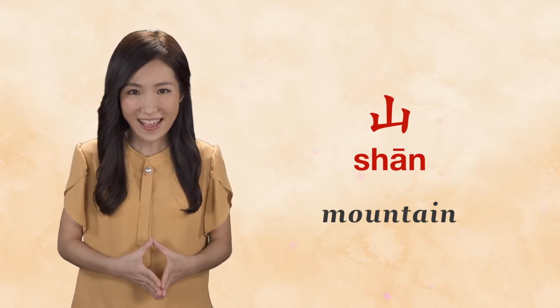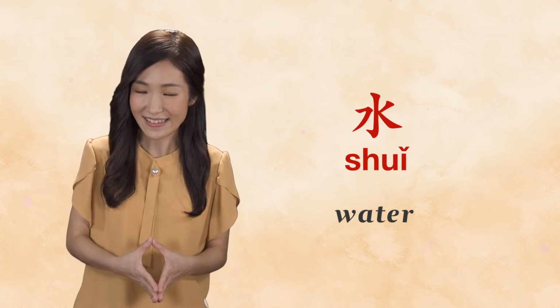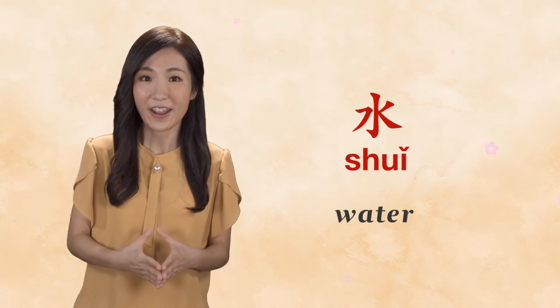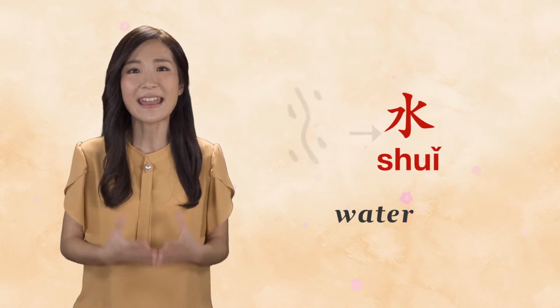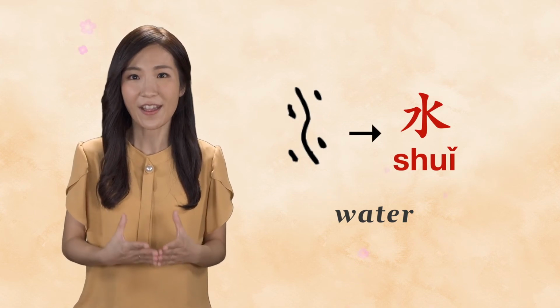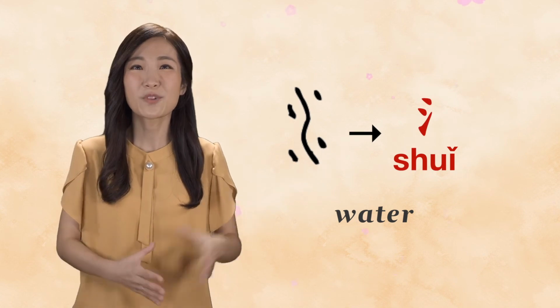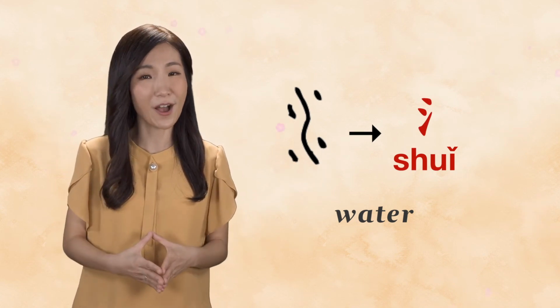Now, let's look at a few characters that have to do with nature. 山, pronounce with me, 山. This means mountain, as we saw before. 水, pronounce with me, 水. This means water, and it used to be written as an image of a flowing stream. This modern character is also sometimes written in another form, which kind of looks like 3 drops of water.